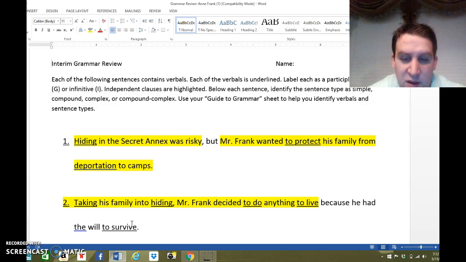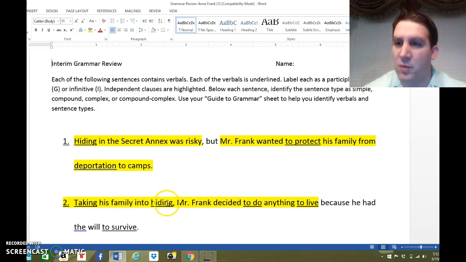We already talked about in the first example that to plus a verb is going to be what kind of verbal? That's right, they would be infinitives. So we would label to survive as an infinitive, we would label to live as an infinitive, and we'd label to do as an infinitive. So let's go to the trickier part. What we have over here are both of our words that end in ing. So essentially we know that these are either participles, which are adjectives, or gerunds, which are nouns.